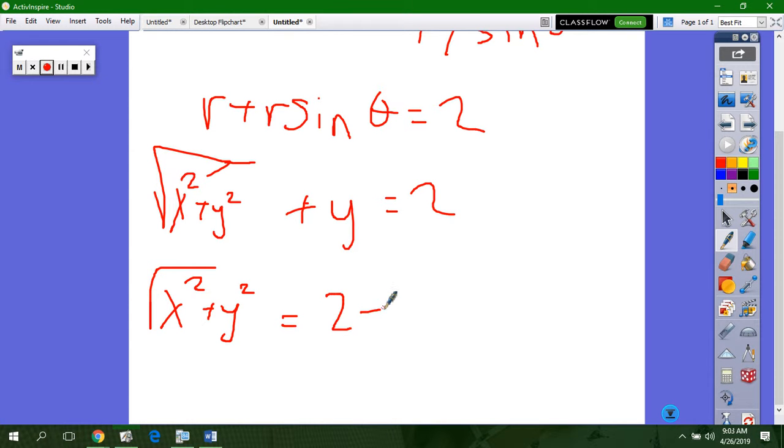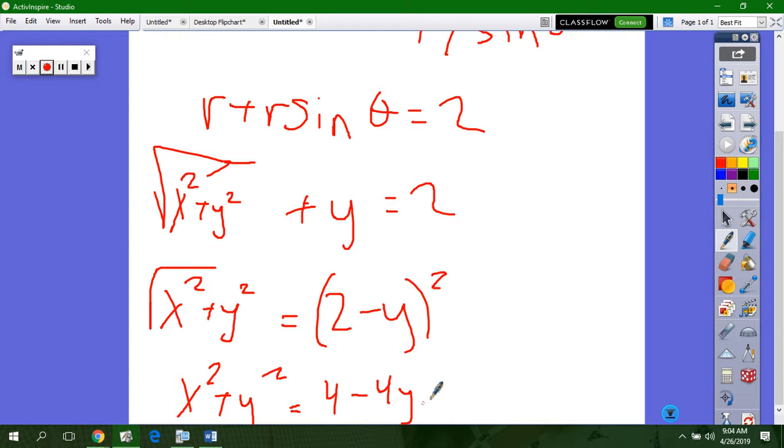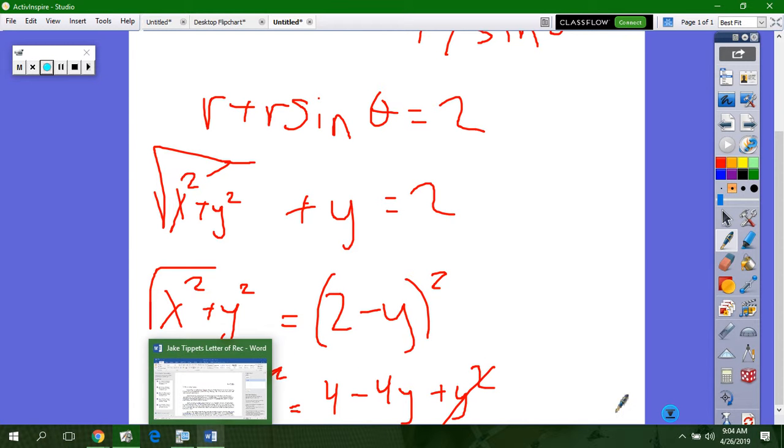Equals 2 minus y. I'm going to go ahead and square it, so I get x squared plus y squared. Now when I square this side, though, what happens is I get 4 minus 4y plus y squared, right? With me. Notice that y squared and that y squared cancel out, because if I got them on the same side, they'd be 0. Subtract the y squared. Does that make sense? Okay.